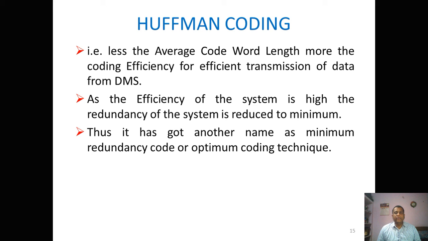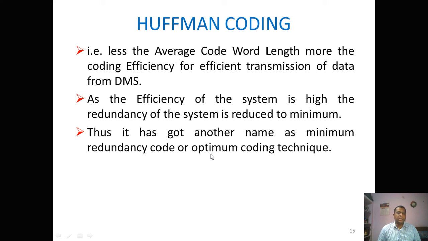So as you know, whenever the redundancy is reduced, the efficiency of the system improves. As far as Huffman coding is concerned, the average code word length is always less. So we can say that when compared to Shannon-Fano code, Huffman coding will have an increased efficiency. As the efficiency of the system is very high, the redundancy of the system is reduced to its minimum value. That's how it has gotten another name, minimum redundancy code or an optimum coding technique.